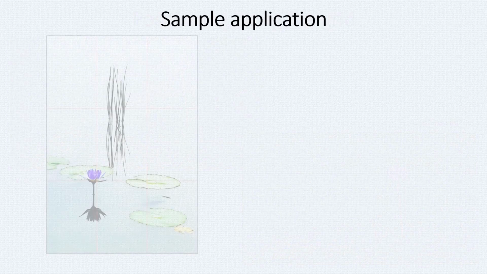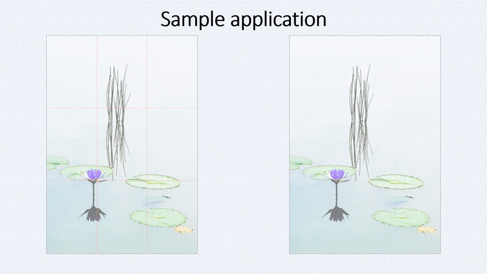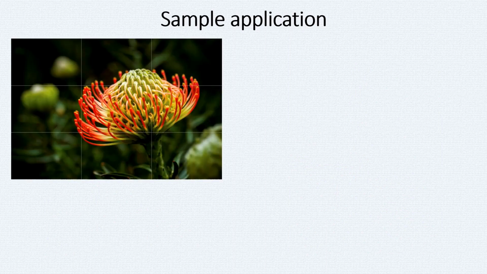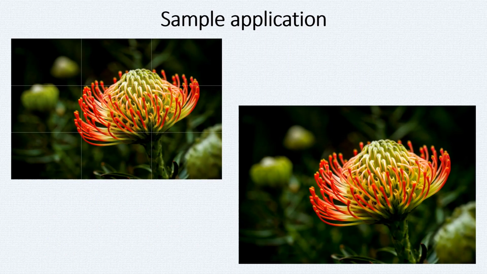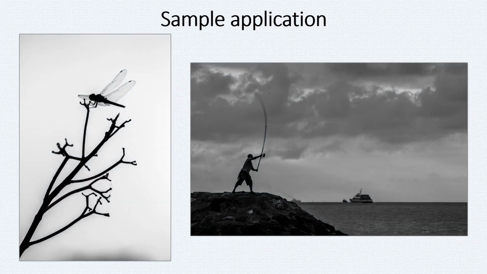Here are some examples of how the subject is placed off-center. What do you think of this style of photography? Remember that this is just a guide. If you feel that a subject looks better positioned in other parts of the frame, then go ahead and make the shot. You be the judge of what makes a good photo.